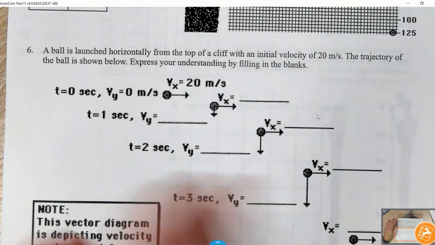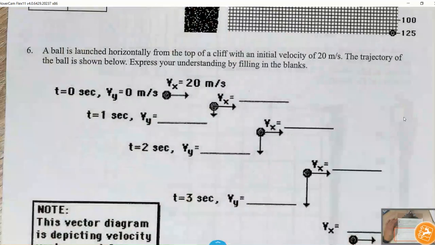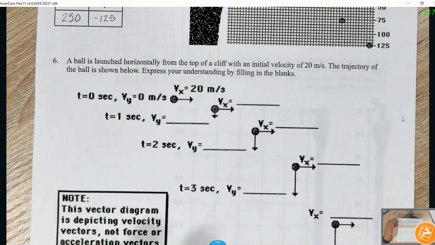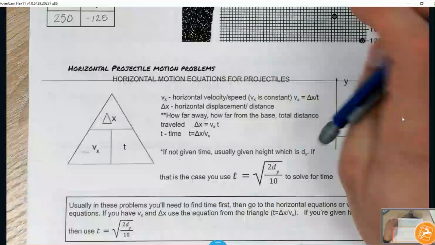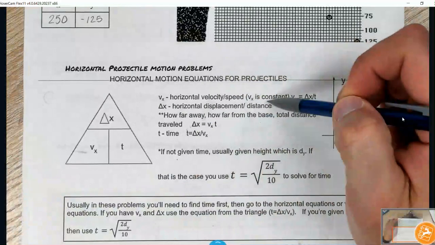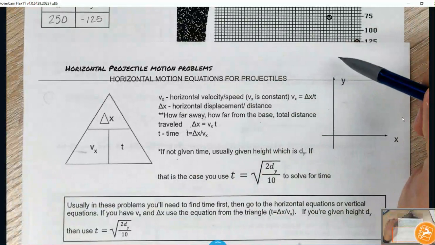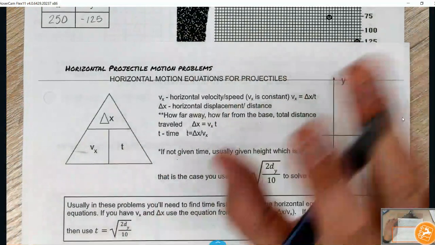It will have moved, right? It's going to move an additional 20 each time, but they're not asking for displacement. Right now they're asking about the velocities. So how do we figure out the horizontal velocity? And the answer to that, if you look at the other pieces I showed you, Vx, horizontal velocity, it's constant because there's no forces causing it to speed up or slow down, right?